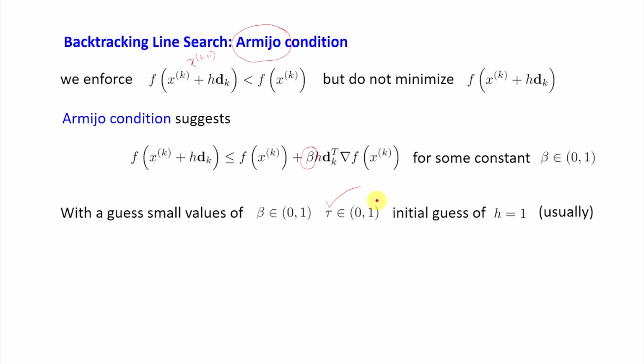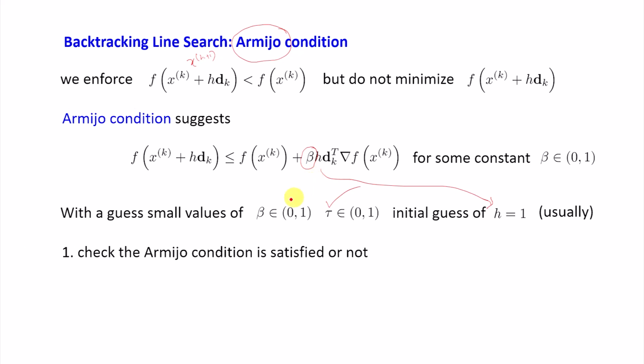And we start with an initial guess of h. Usually we take h equals 1, but depending upon your problem, you can vary it. H equals 1 is the most popular. So now that I know h from my initial guess, and I have set some value of beta, I'll check whether this Armijo condition is satisfied or not, because I know beta, I know h, d is already known. So everything is known.